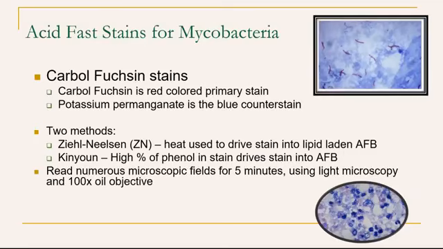Acid-fast staining for AFB. First, we'll talk about the carbofuchsin stains. When you use carbofuchsin, it is your red-colored primary stain for staining the AFB, as shown in the picture on the right. The blue counterstain is potassium permanganate. Historically, there have been two methods of using carbofuchsin stains.